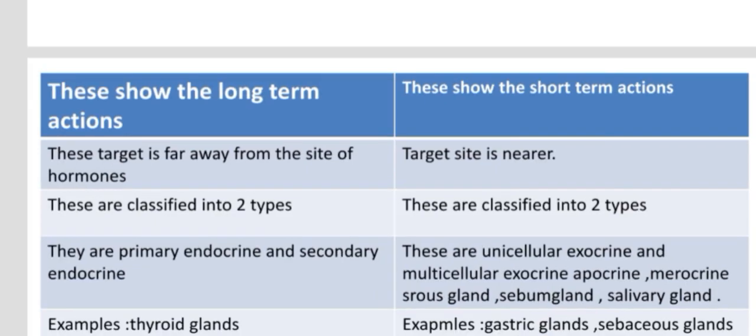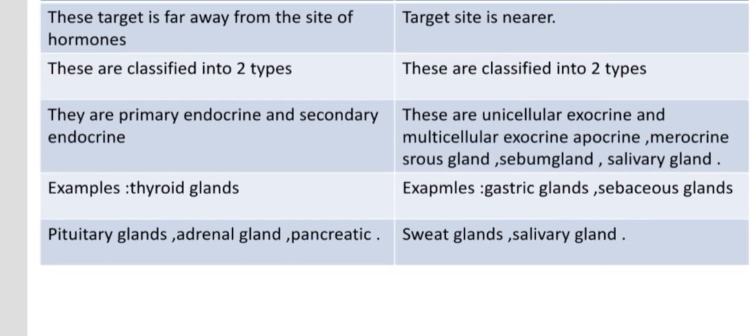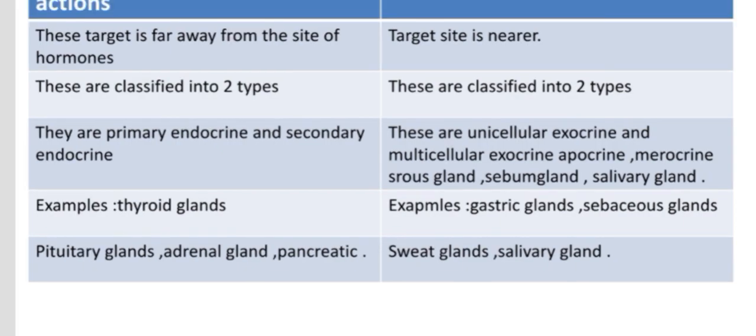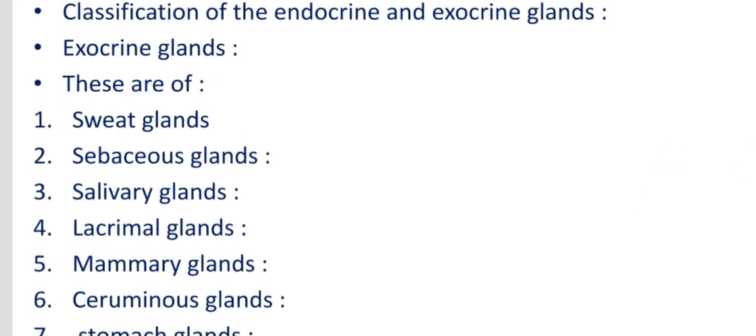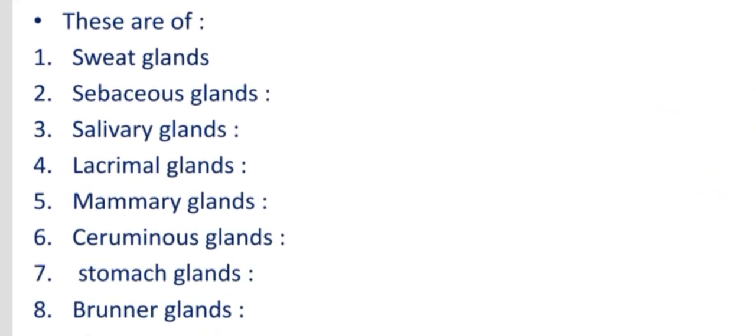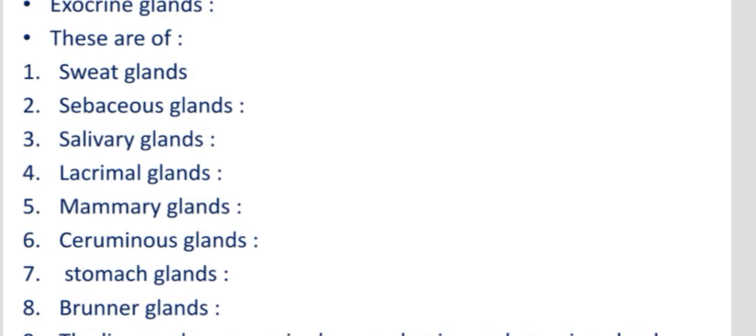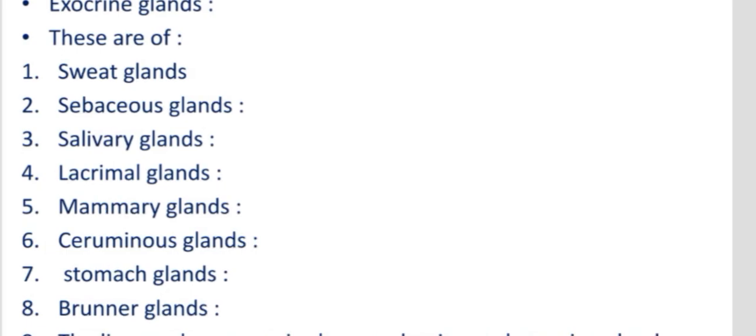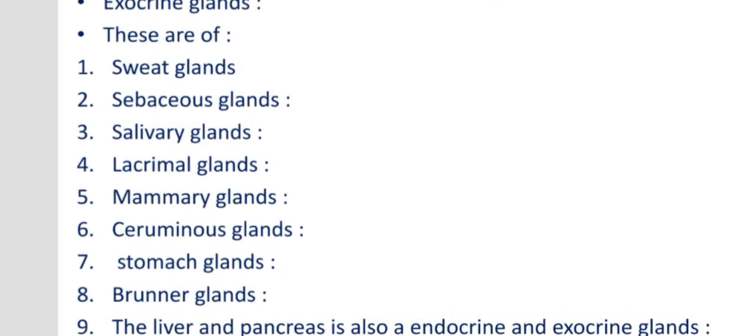Examples of endocrine glands are the thyroid gland, pituitary gland, adrenal gland, and pancreatic gland. Remember one thing here: the liver as well as the pancreas are both exocrine glands as well as endocrine glands, an exemption. Exocrine glands, meaning duct glands with the presence of ducts, rapid action and short term action, are sweat glands, sebaceous glands, salivary glands, lacrimal glands, mammary glands, ceruminous glands, stomach glands, Brunner glands, the liver, and the pancreas, which is also endocrine and exocrine. Remember this, there is an exemption for the liver and pancreas.